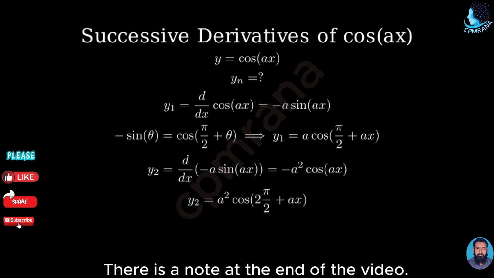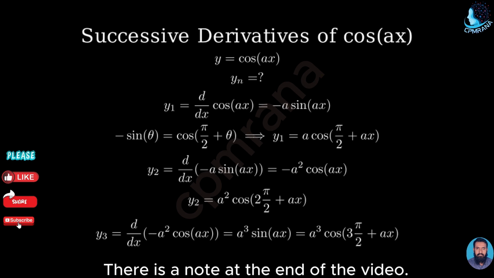The third derivative gives us a cubed times sine of ax, which equals a cubed times cosine of 3 pi over 2 plus ax. And the fourth derivative is a to the fourth times cosine of ax, which equals a to the fourth times cosine of 4 pi over 2 plus ax.